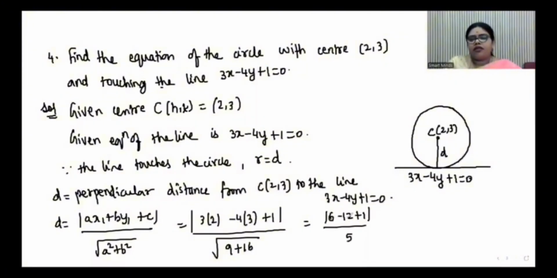So this is 7 minus 12. 7 minus 12 is minus 5. So my modulus of minus 5 is 5. 5 by 5, that is 1. D is equal to 1. That means radius is also equal to 1. Now you have center 2, 3 and radius is equal to 1.